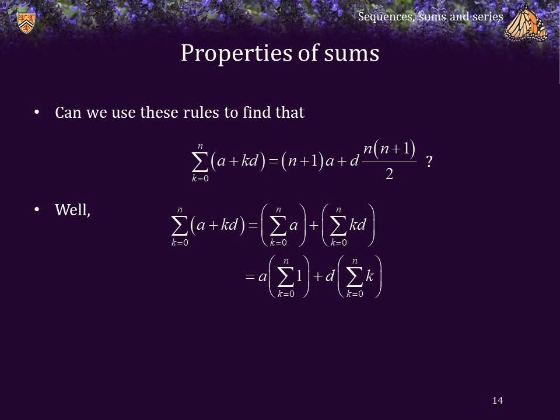Now, the sum of 1, k going from 0 to n, is just n plus 1. The sum of k going from 0 to n is just n times n plus 1 all over 2. So if we substitute these two formulas back in, we get the formula we deduced previously. So we got the same formula, except we're now using the properties of sums to get that formula.